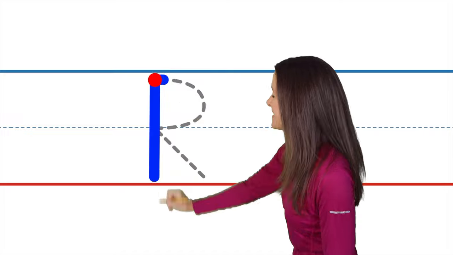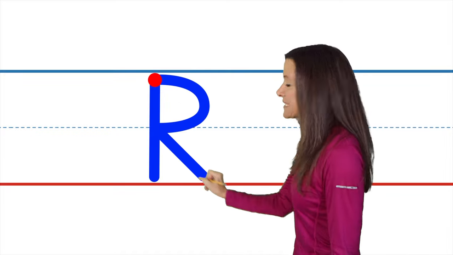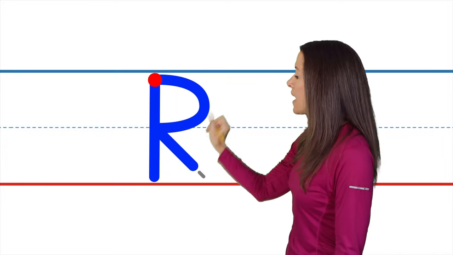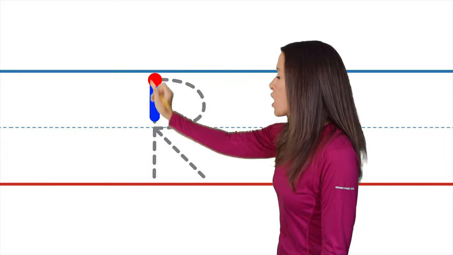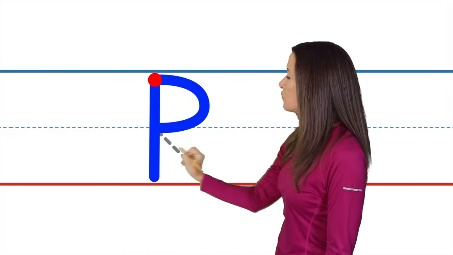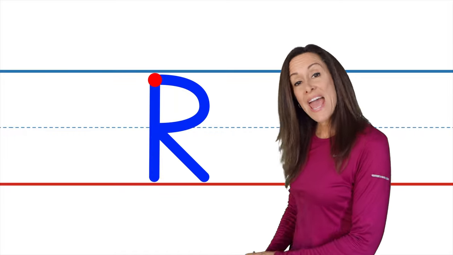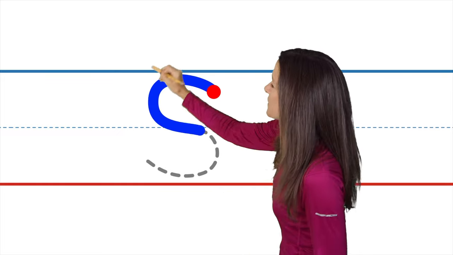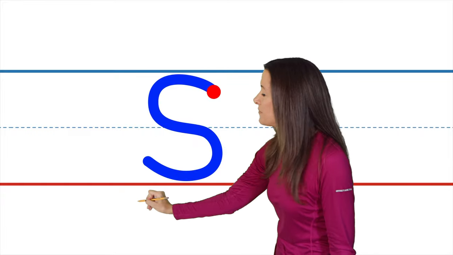R: tall line, curve around, then slant right. Capital letter R. S: start at the top, curve left, right, left.